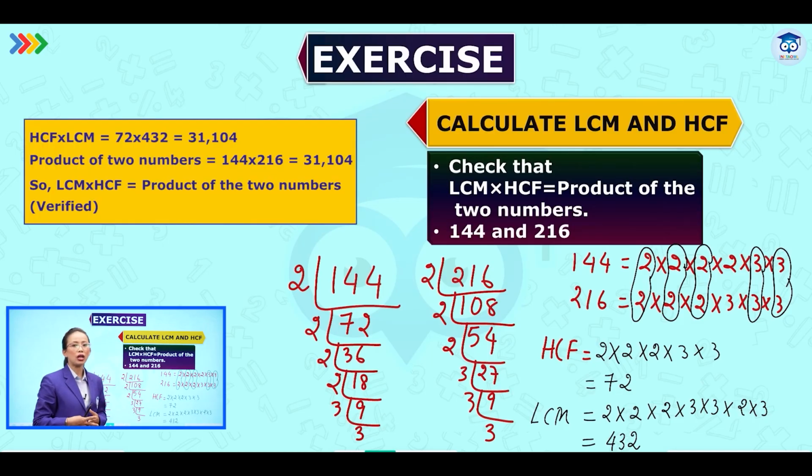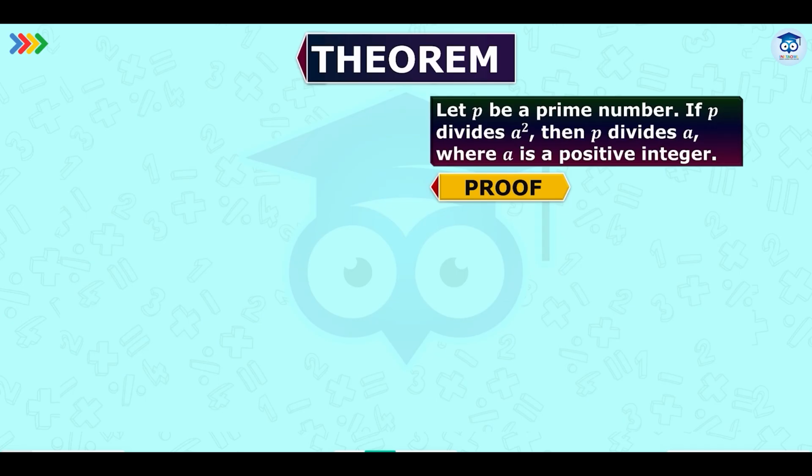So next, what are we going to do? We are going to multiply LCM and HCF and we'll get one answer. Check that it is equal to the product of these two numbers. Every time you will get the same answer. Okay, so let's see this theorem.